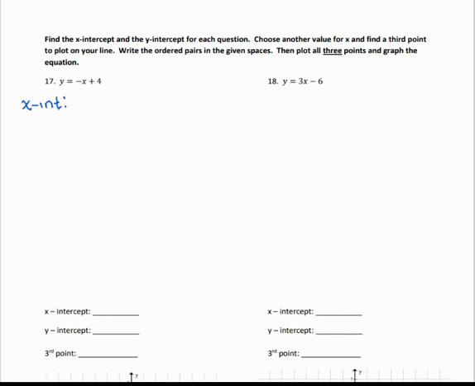Put your answer into the chat, okay? So find your x-intercept, find your y-intercept, put it into the chat. If you remember how we do the third point and graph, go ahead and do that as well. But I want to see everybody's answers for x and y-intercept. Go for it.